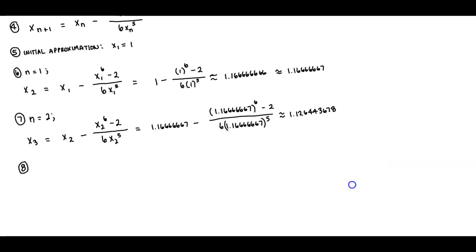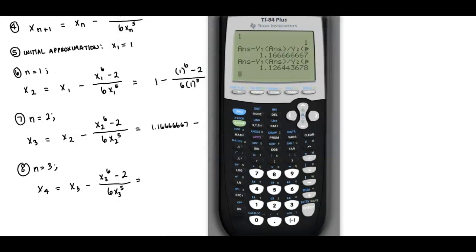Let's just keep writing the formula down so we know what this should represent. So then x4, when n is equal to 3, is going to equal x3 minus x3 to the 6th power minus 2 over 6 x3 to the 5th power. So again, we're going to go to our calculator.